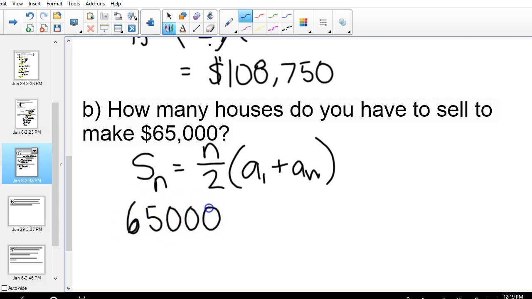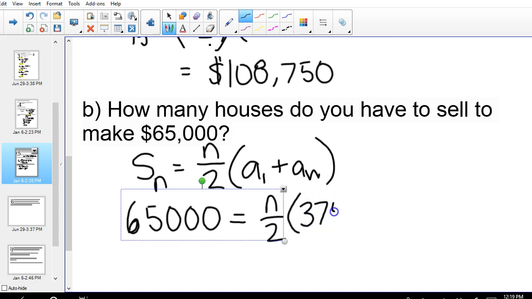You would say 65,000 equals, we don't know what n is, so n over 2 times a sub 1, which we know is 3,750, plus a sub n, which we do not know.